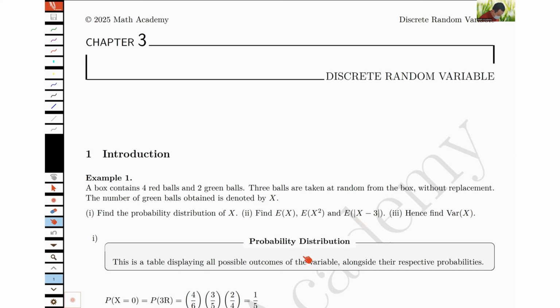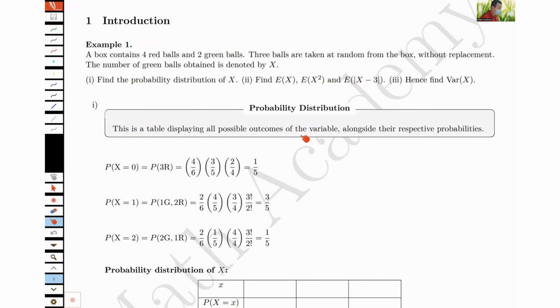This whole chapter is actually an extension of probability, but there are certain terminologies that we have to understand. Okay, so let me start with this small example to introduce all the different terms that we need. I've got a box here that has 4 red balls and 2 green balls. They tell us that we're going to select 3 balls at random without replacement.